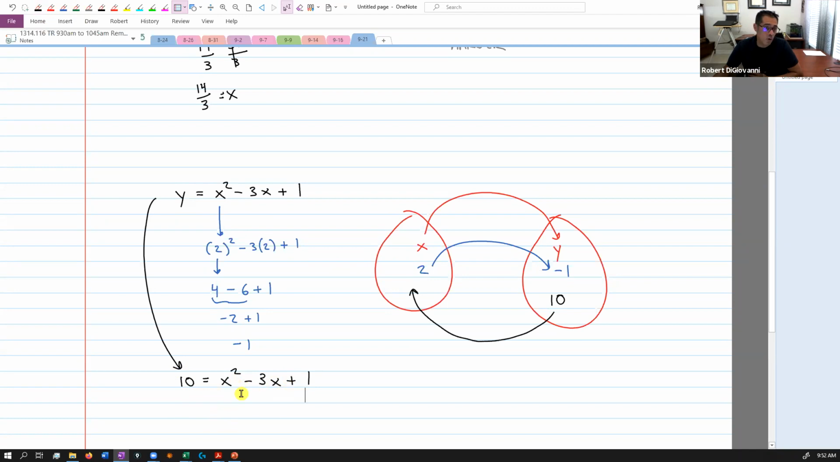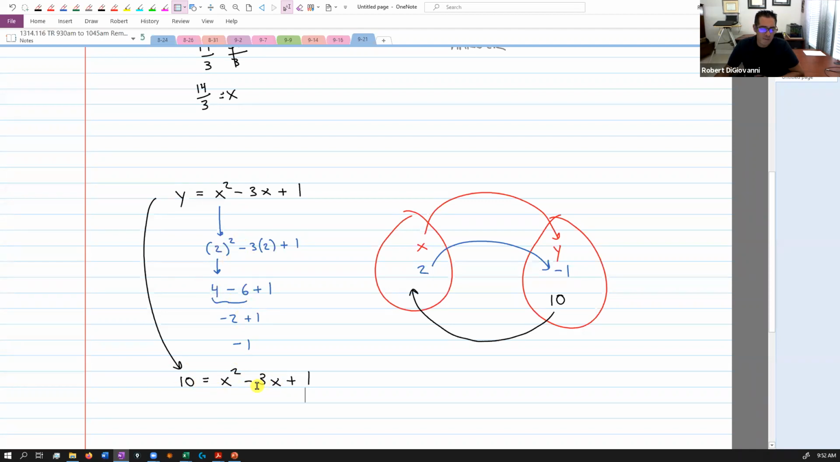In fact, this is called a quadratic equation, and we have a method for solving this. We haven't talked about it yet. But do you all agree that this is hard? I just replaced the x's with 2's and just calculated it, right? Here, I replaced the y with 10, and now I have to figure out what x is.